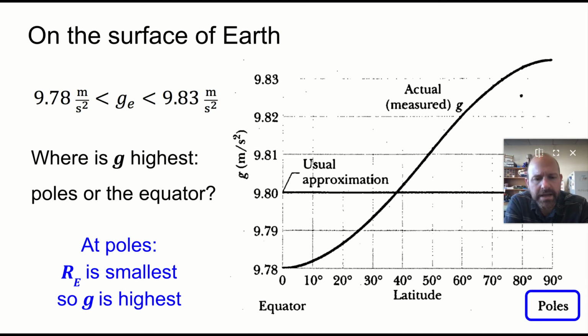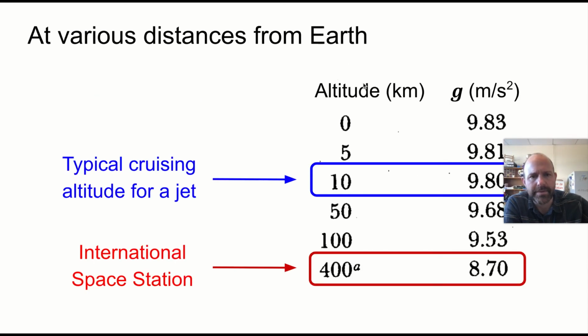But you'll see that from the equator, it's a little bit less, 9.78. And when you're at the poles, it's a little bit higher, 9.8, almost 4. So that's kind of what we got there.